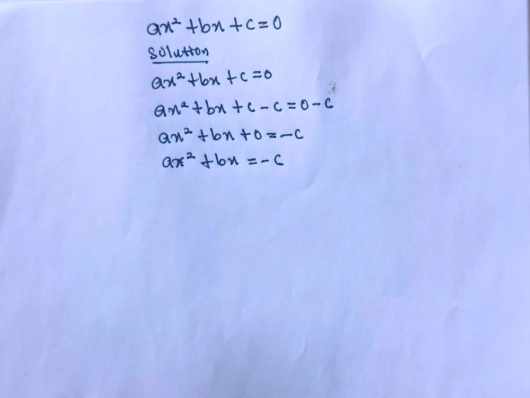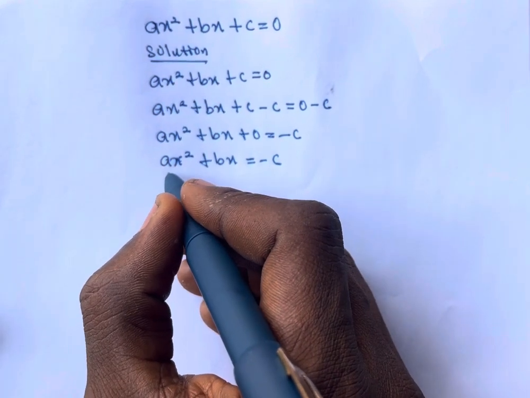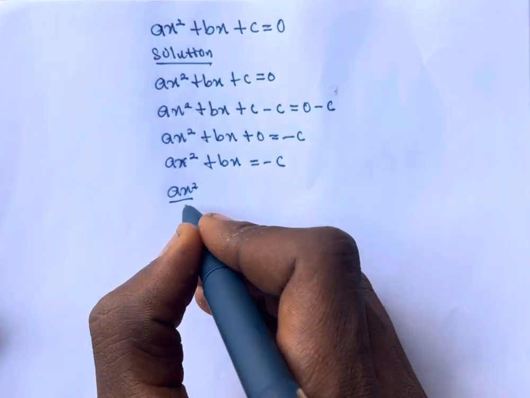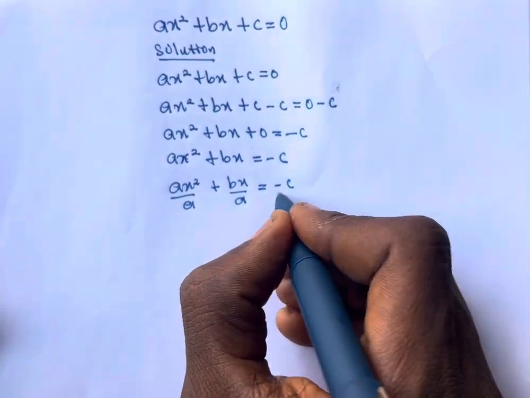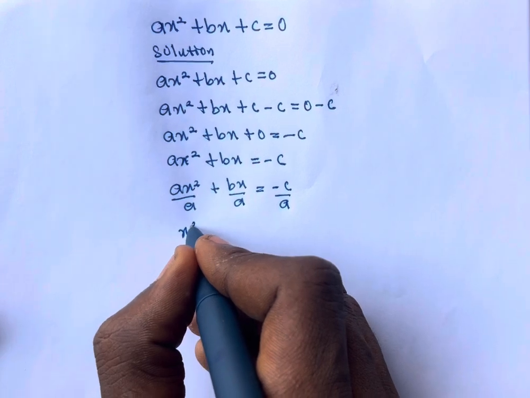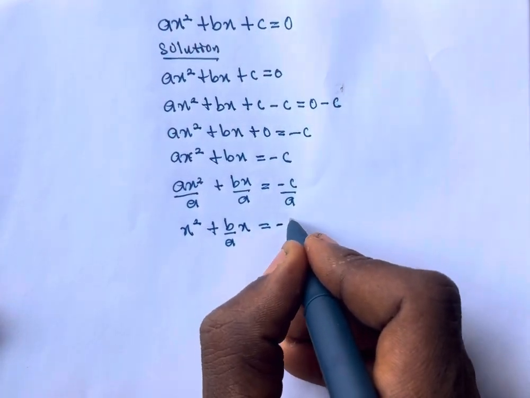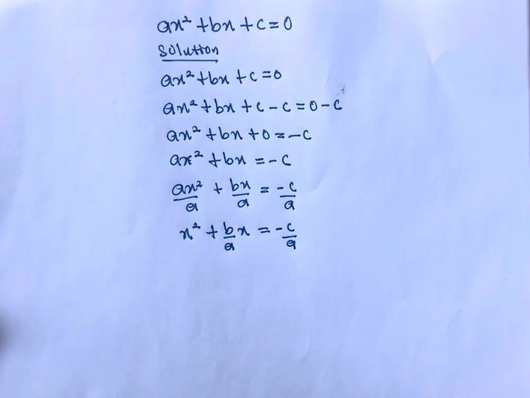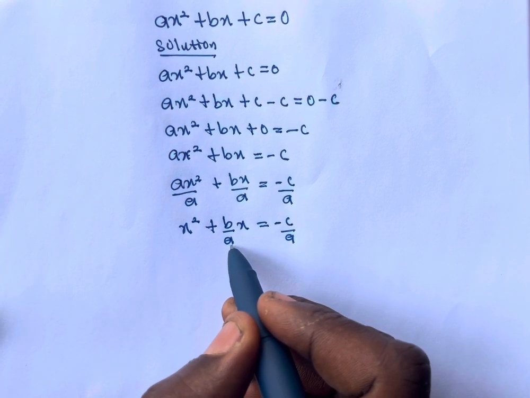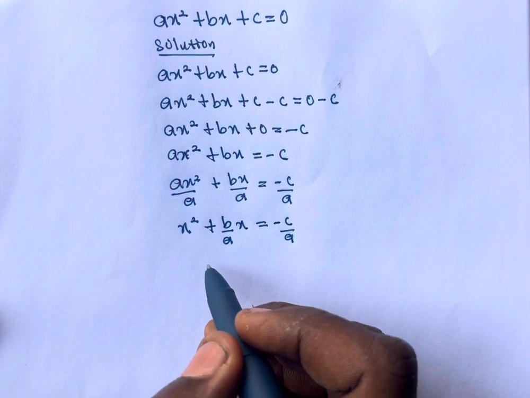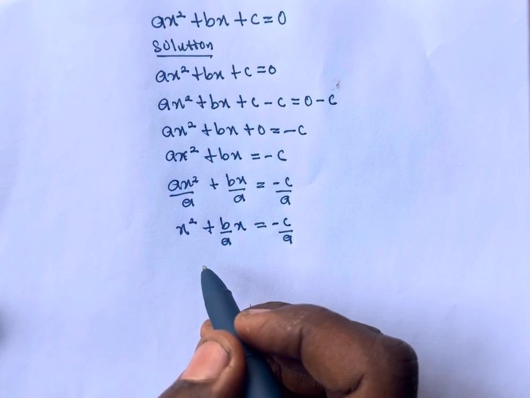At this point, we divide throughout by a, so that we have ax squared divided by a plus bx divided by a is equal to minus c divided by a. Then we have x squared plus b over a x is equal to minus c over a. So now the next step is we take the coefficient of x, which is b divided by a, then we multiply it by half, we square it, and hence we add it to both sides.